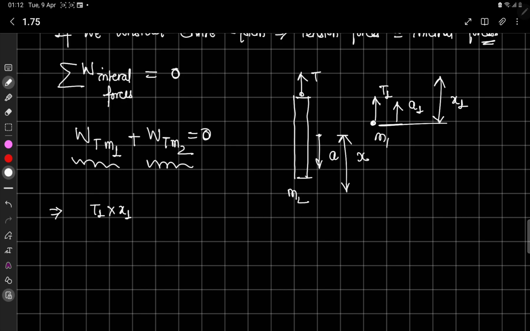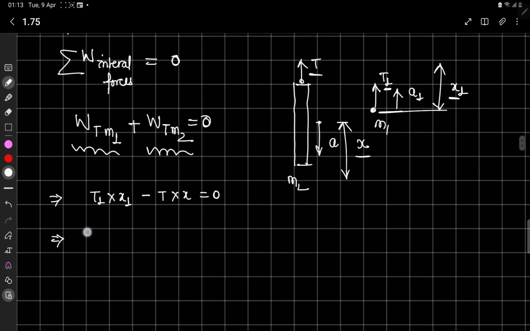Both the tension force and the displacement are in the same direction. But here, both the tension force and the displacement are in the opposite direction. So we will have T1 x1 minus T x is equal to 0. And if we differentiate once, the displacement will become the velocity. So we can write T1 into V1 minus T into V is equal to 0.